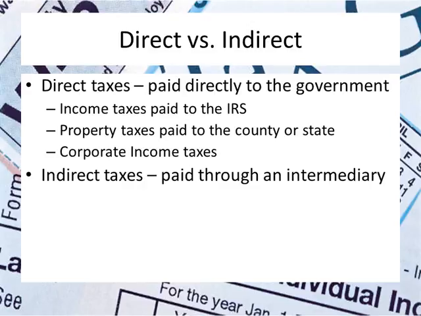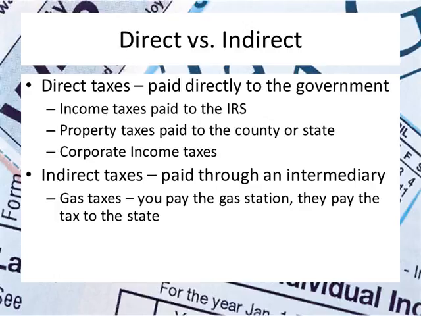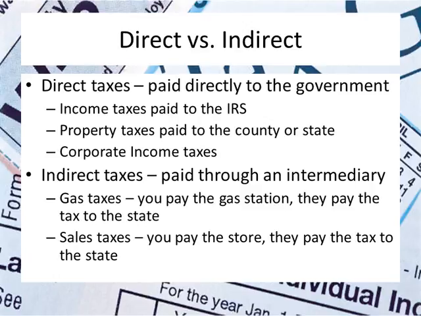Indirect taxes are paid through an intermediary. An example of that would be a gas tax. You pay the gas station, and then the gas station pays the tax to the state. Sales taxes, you pay the store, and then the tax that you pay is paid by the store to the state. So those are indirect taxes, paid through an intermediary.